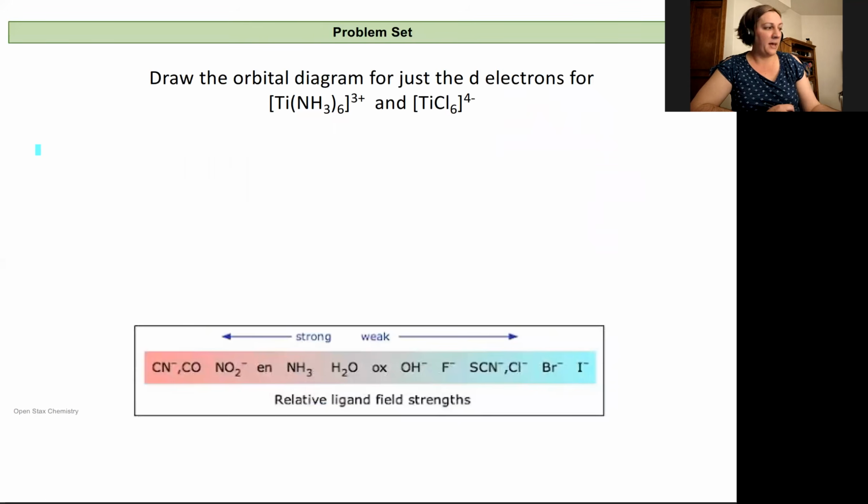So try this problem out in the next video. I'll go over the solution, and it's drawing an orbital diagram just for the d electrons for these 2 titanium complexes.